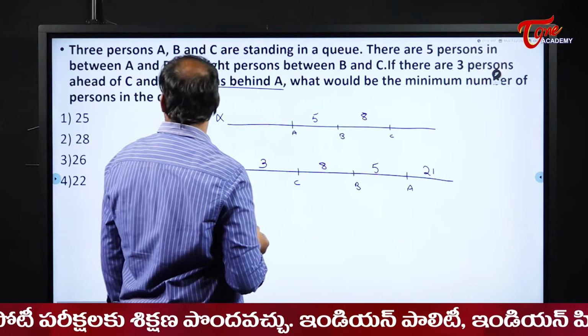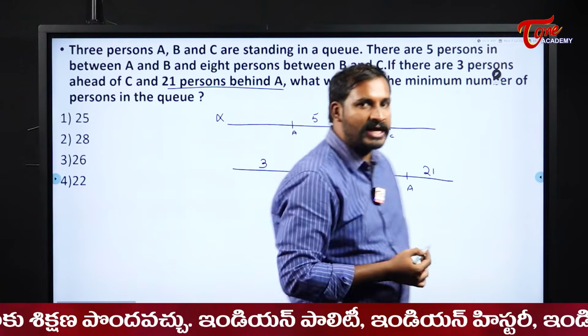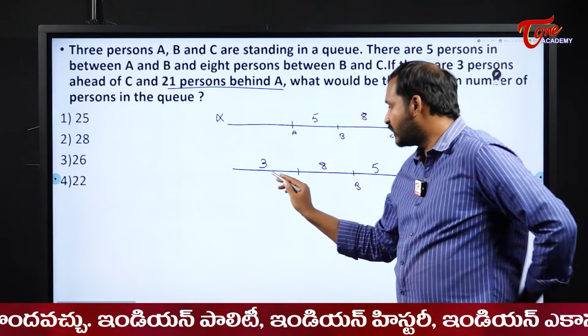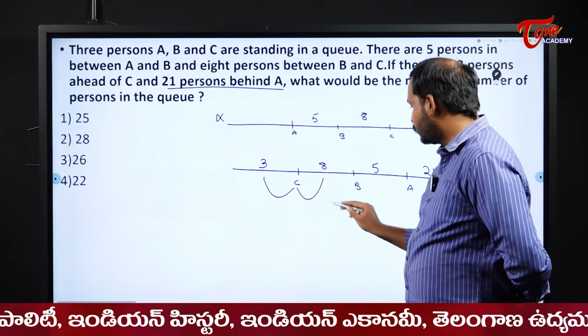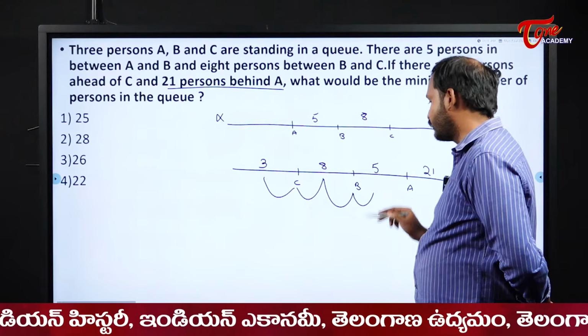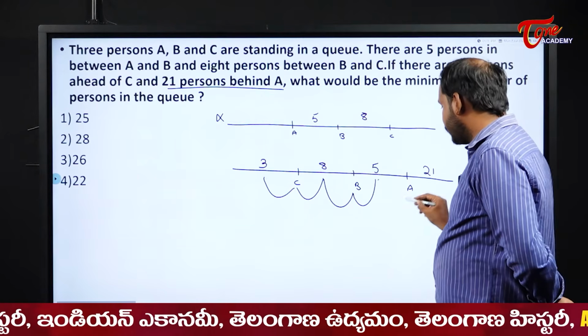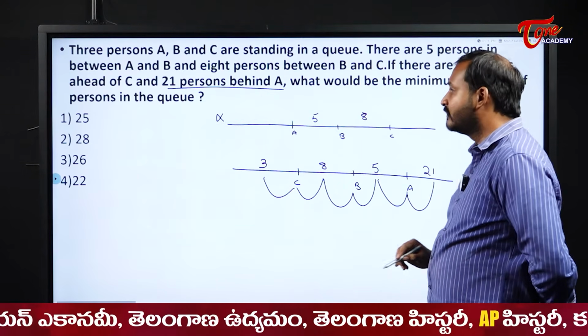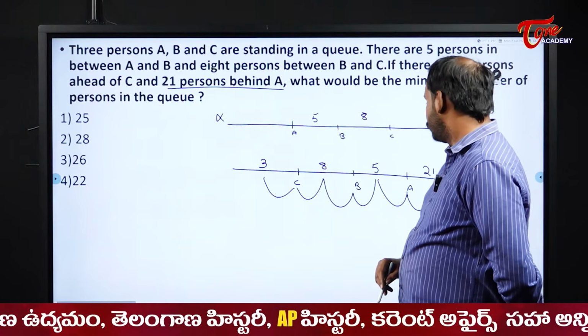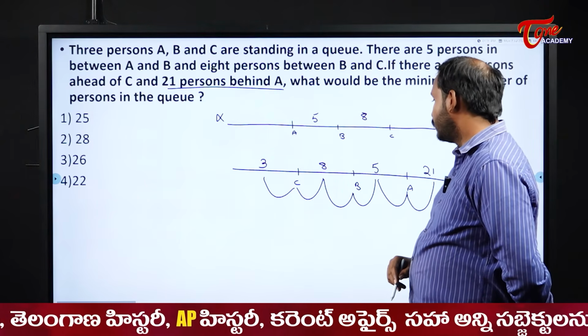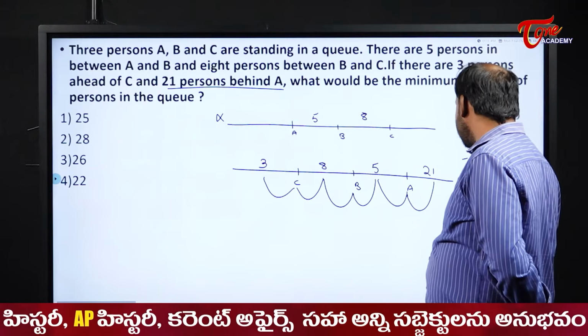What could be the minimum number of persons in that queue? So this is the only arrangement which is possible for me. So 3 plus 1, 4, 4 plus 8, 12, 12 plus 1, 13, 13 plus 5, 18, 18 plus 1, 19, 19 plus 21, 41. This is one arrangement. What is the other arrangement? But here we are getting many in number, right?